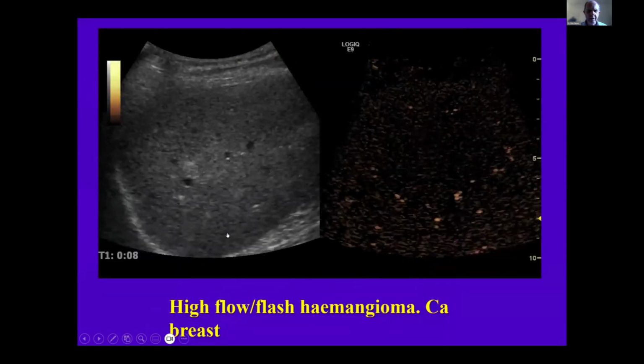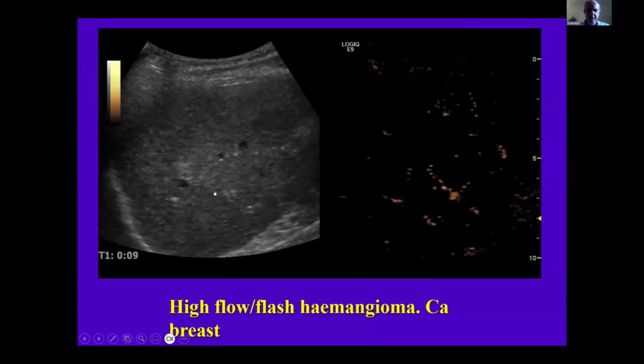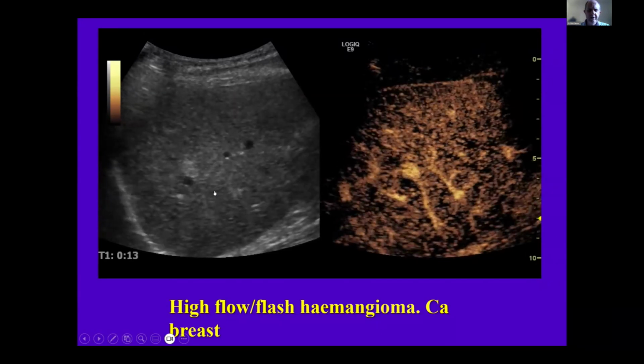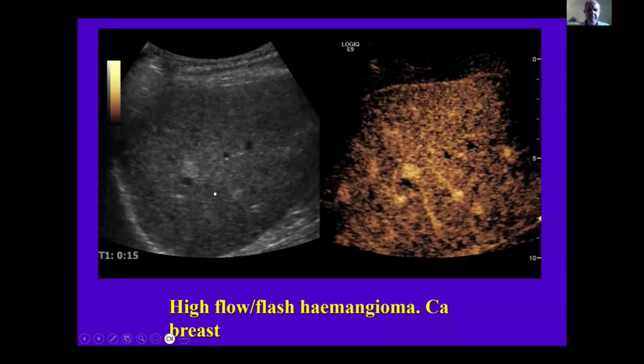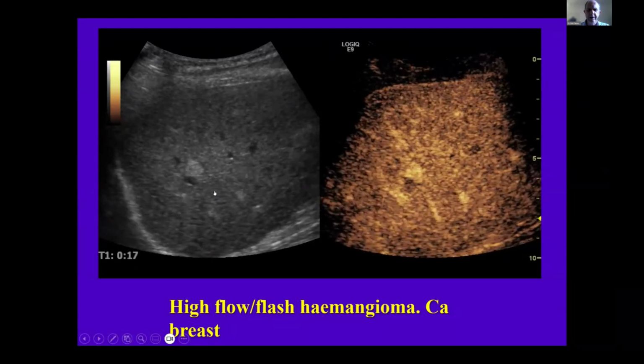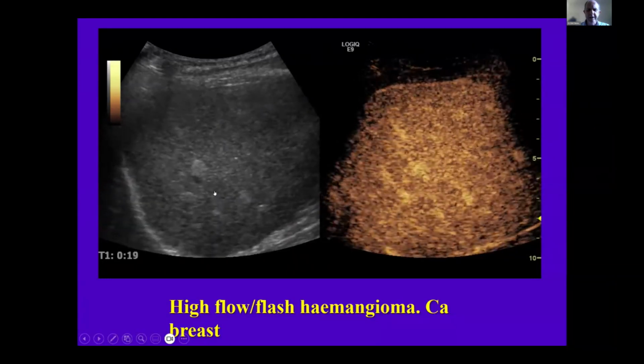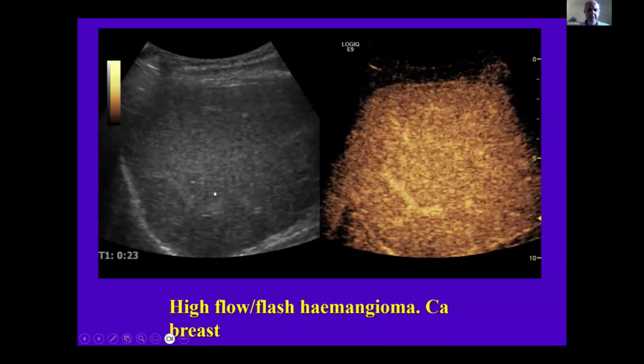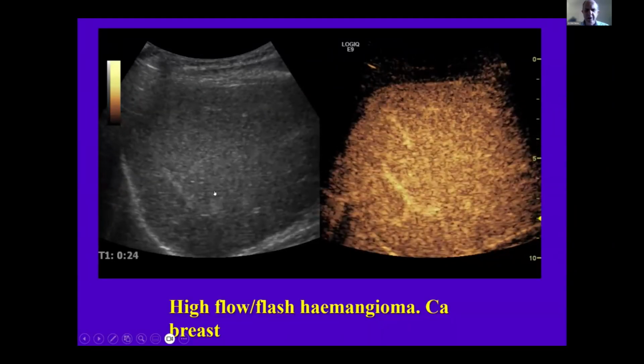Now here's a little small echogenic thing here. Now normally you'd call this just a hemangioma on B mode, but the patient had breast cancer. So we had to characterize it further. And you can see with contrast, it avidly enhances immediately, homogeneously, and then disappears and doesn't wash out. So again, this is a classic hemangioma.